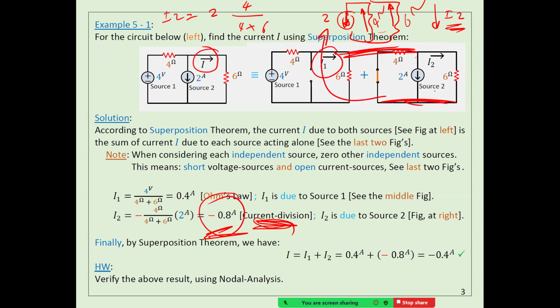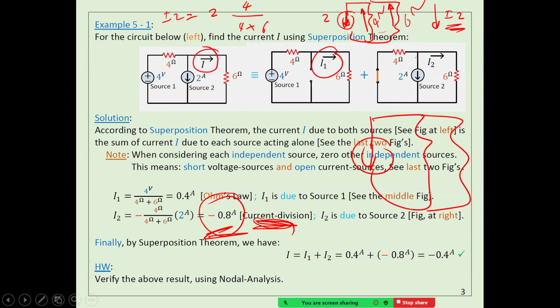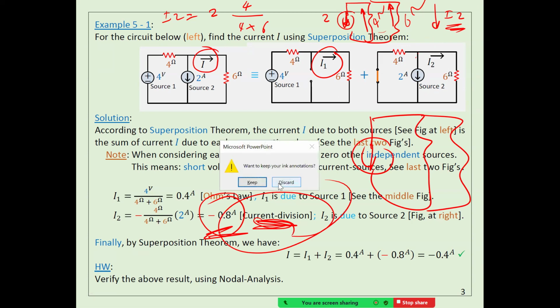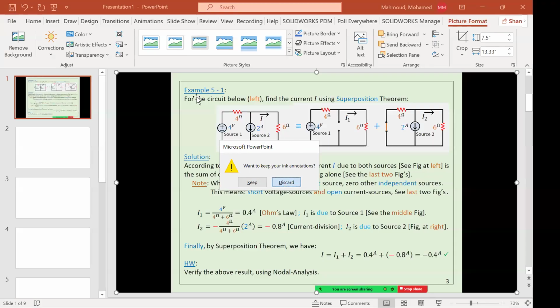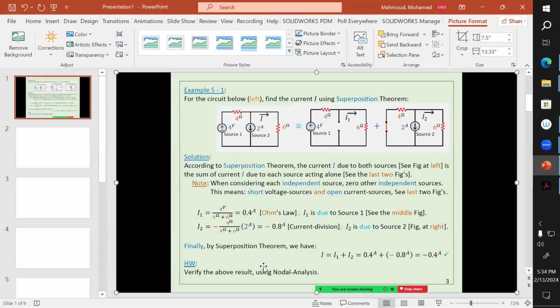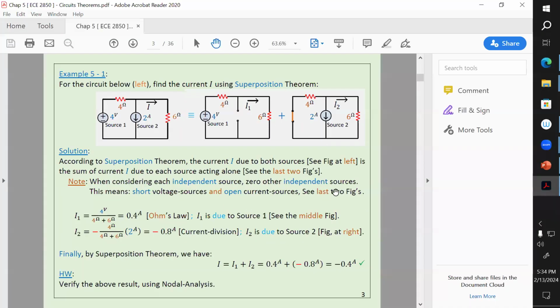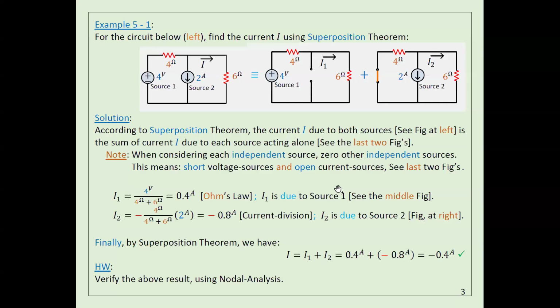I need to redraw the circuit so that you can see that this circuit is actually like you have a source, and then you have two resistances in parallel, and by this way I can apply current division. Okay, guys. So by this way, I calculated I1.